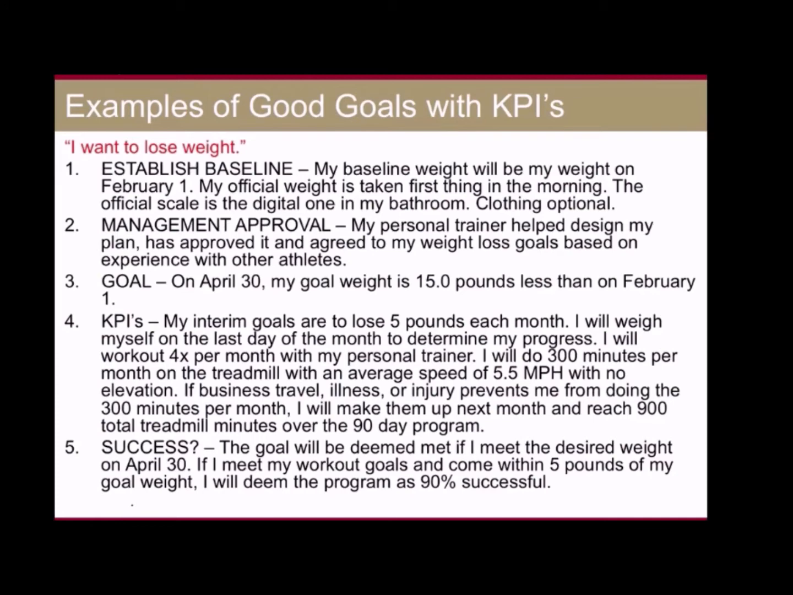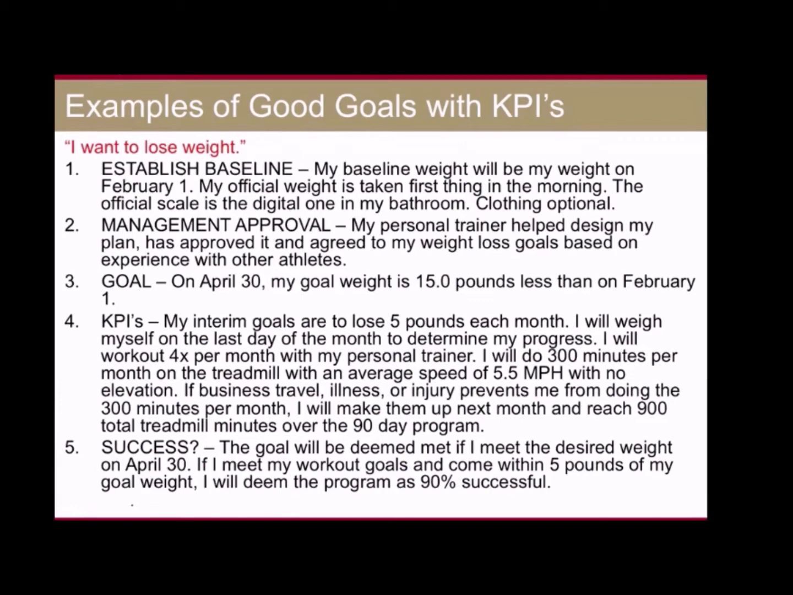So let's take the goal that many people have at the beginning of the year: I want to lose some weight. So you need to establish the baseline. Let's walk through setting up KPIs and goals for a weight loss program. First, establish your baseline weight. Let's say that on February 1, you're going to take your weight in the morning, using the digital scale in your bathroom, and clothing's optional. That's when you're going to get your official weight that becomes the baseline you're trying to improve on throughout the campaign to lose more weight.